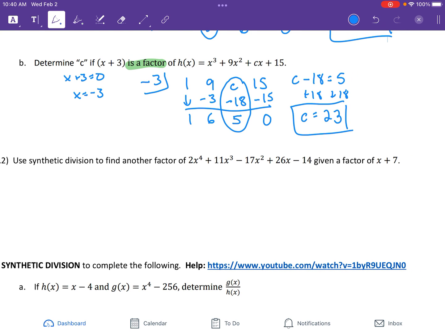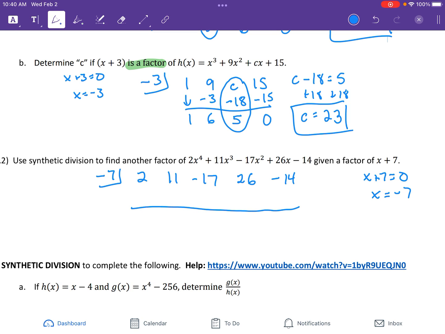This next one says use synthetic division to find another factor, given that this is a factor, x plus 7. So we're going to have x plus 7 equals 0. Solve for x, which gives us negative 7. So negative 7 is going to be in our little box. And on the top row is going to be 2, 11, negative 17, 26, and negative 14.